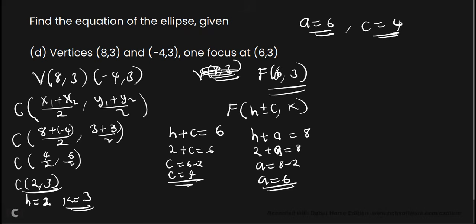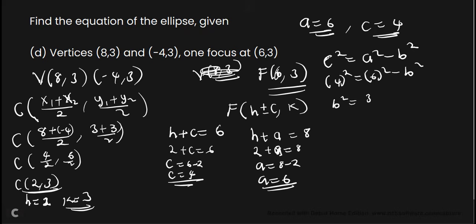Then let's find B. So meaning C squared equal to A squared minus what? B squared. What is your C? 4 squared equal to 6 squared minus B squared. When this one goes this side, that is B squared equal to 36 minus 16, that is 20. Just leave it like that.